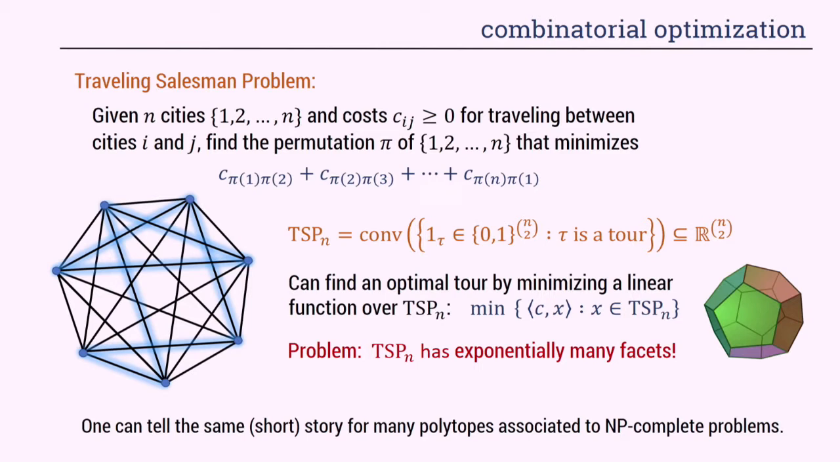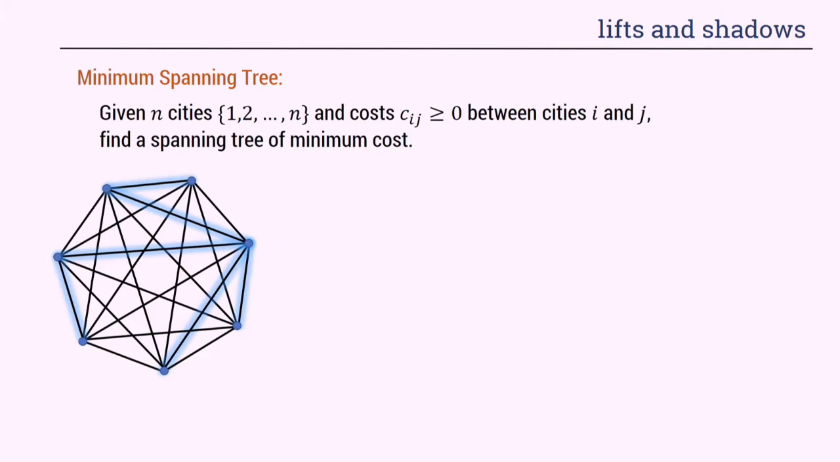But if you started this story a little bit differently, say with the minimum spanning tree problem, okay, so there you again have n cities and costs between the cities, and now your goal is, instead of finding a tour, to find just a spanning tree. And from undergraduate algorithms class, we know this problem is actually in P. There's a polynomial time algorithm.